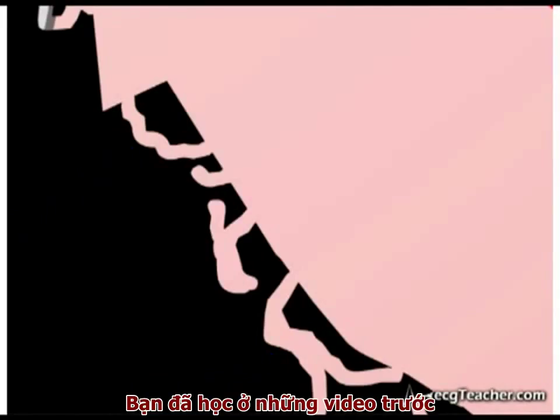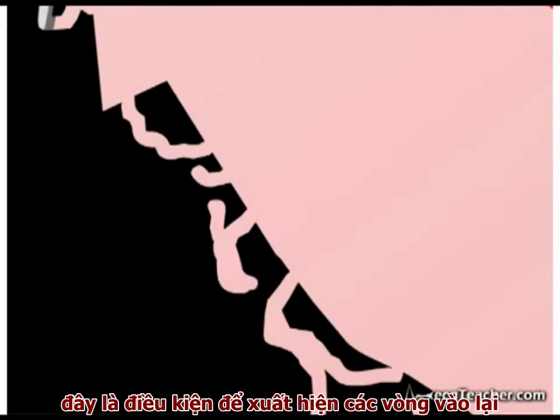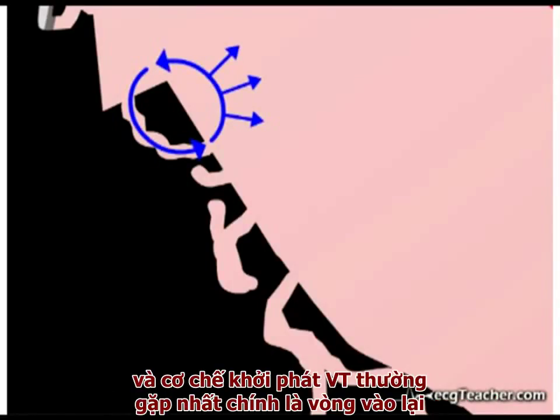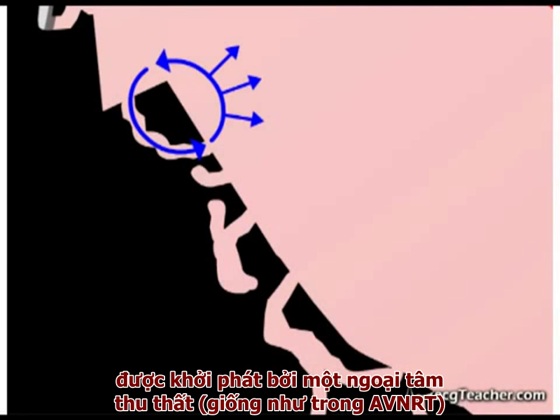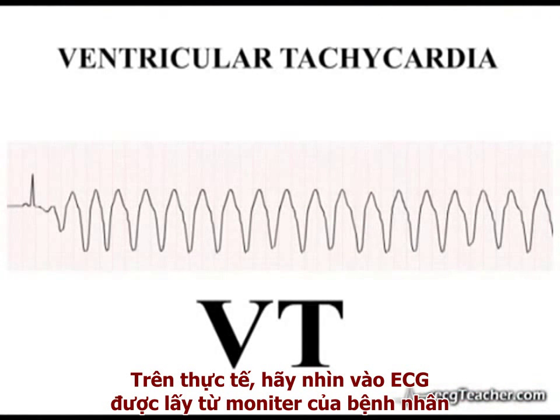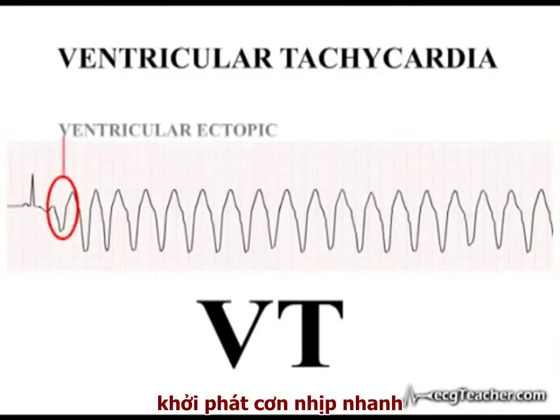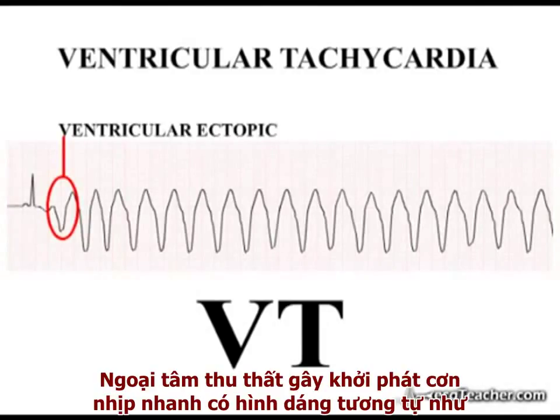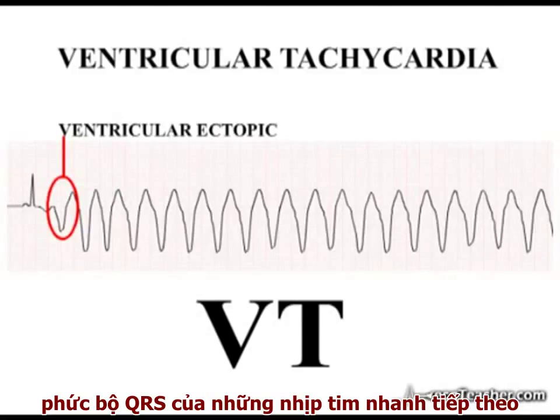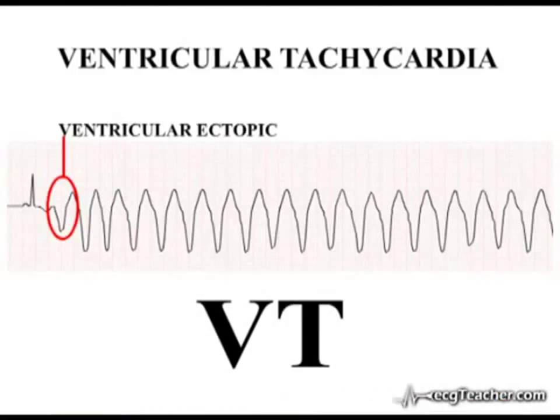You learned in the preceding videos that these are the conditions in which reentrant loops arise, and the commonest mechanism triggering VT is re-entry triggered by premature ventricular contractions. In fact, looking back at our patient's monitor, this beat represents the initiating ventricular ectopic. You'll notice that the triggering ventricular ectopic is similar in morphology to the QRS complexes of the subsequent tachyarrhythmia.